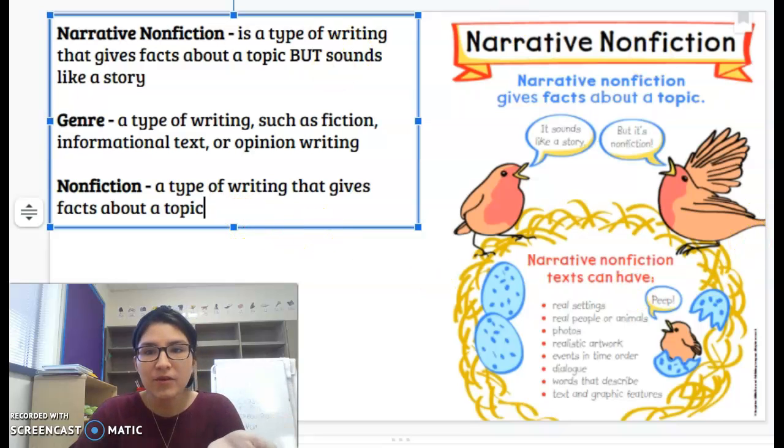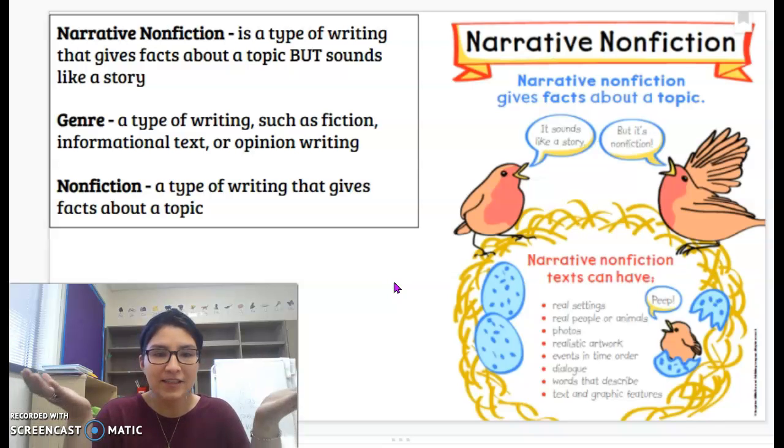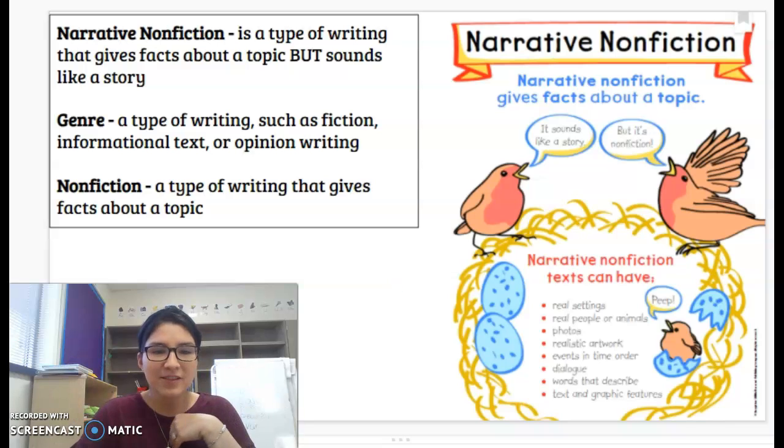So you put all that together, get all that together, what you get is narrative nonfiction is a genre that gives you real information about a topic, but it's told in a fun way. It's told in a story-like way, okay? So I know that's a lot of information, and I think the best thing to do now is to look at some examples of a narrative nonfiction, okay? So let me go ahead and do that.